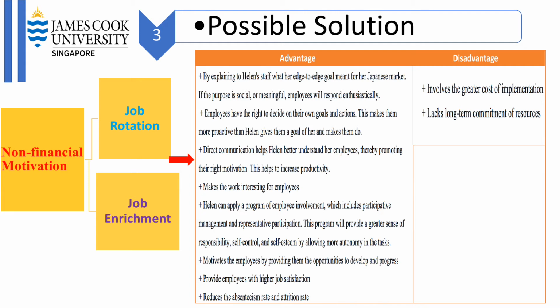Helen can apply a program for employee involvement, which includes participative management and representative participation. This program will provide a greater sense of responsibility, self-control, and self-esteem by allowing more autonomy with tasks, motivating employees by providing them an opportunity to develop progress. The drawback of this element is the greater cost of implementation and lack of long-term commitment of resources.